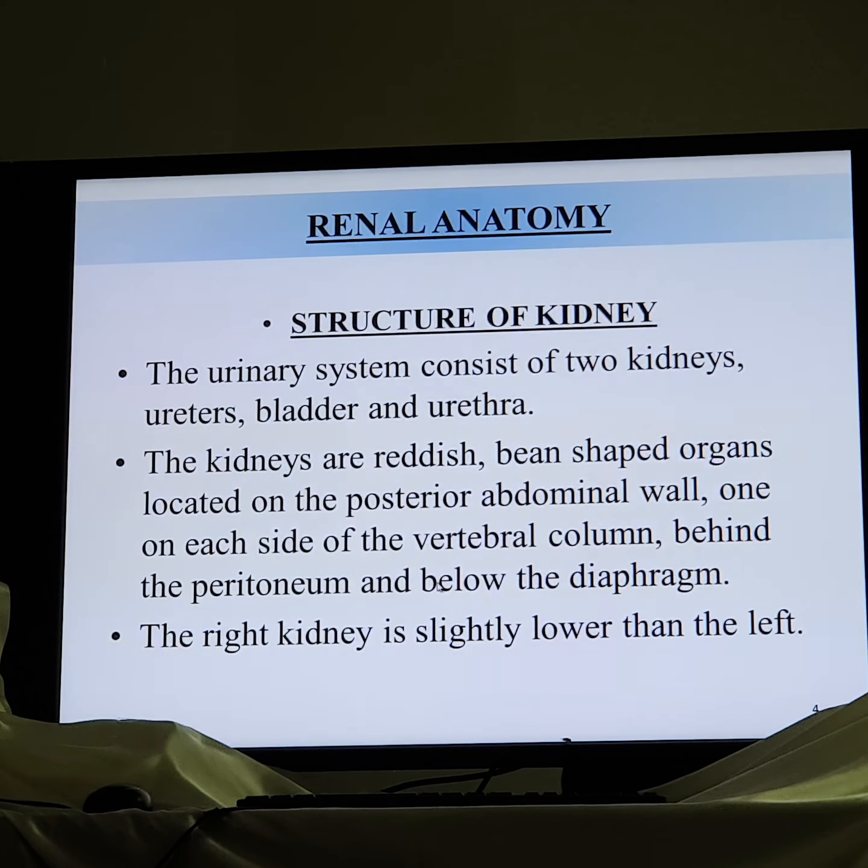Okay, first of all, we will talk about renal anatomy, the structure of the kidney or the urinary system. The urinary system consists of two kidneys, ureters, bladder, and urethra. Kidneys are reddish, long, bean-shaped organs located in the posterior abdominal wall on each side of the vertebral column, right and left, behind the peritoneum and below the diaphragm. The right kidney is slightly lower than the left because of the liver pushing the kidney a little bit lower.